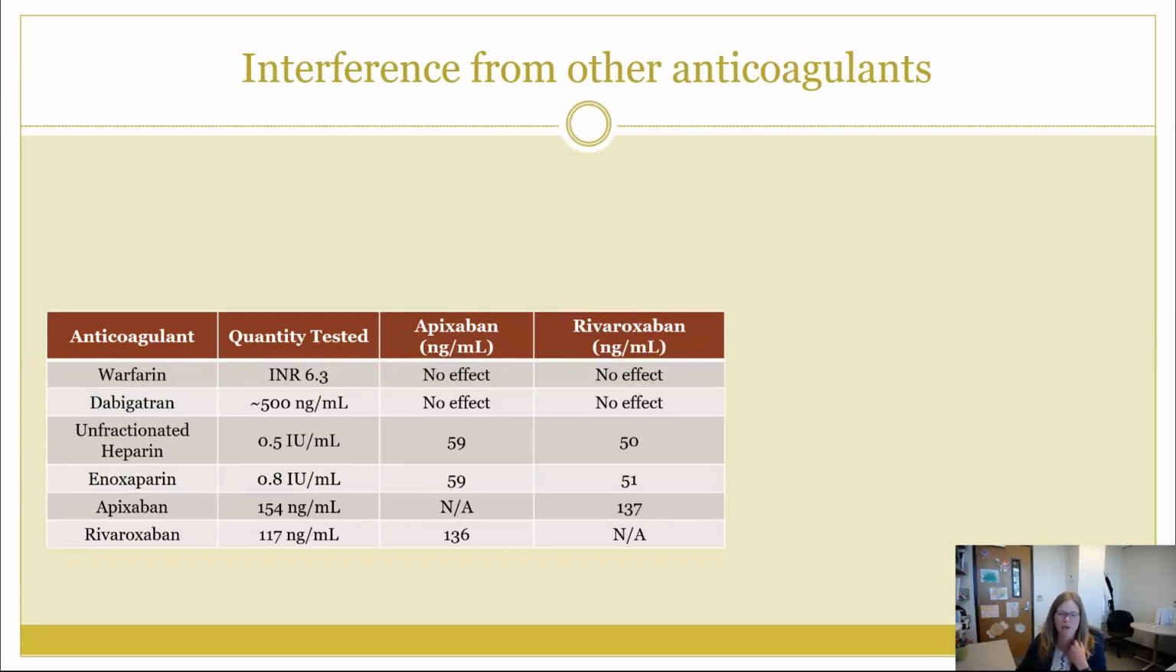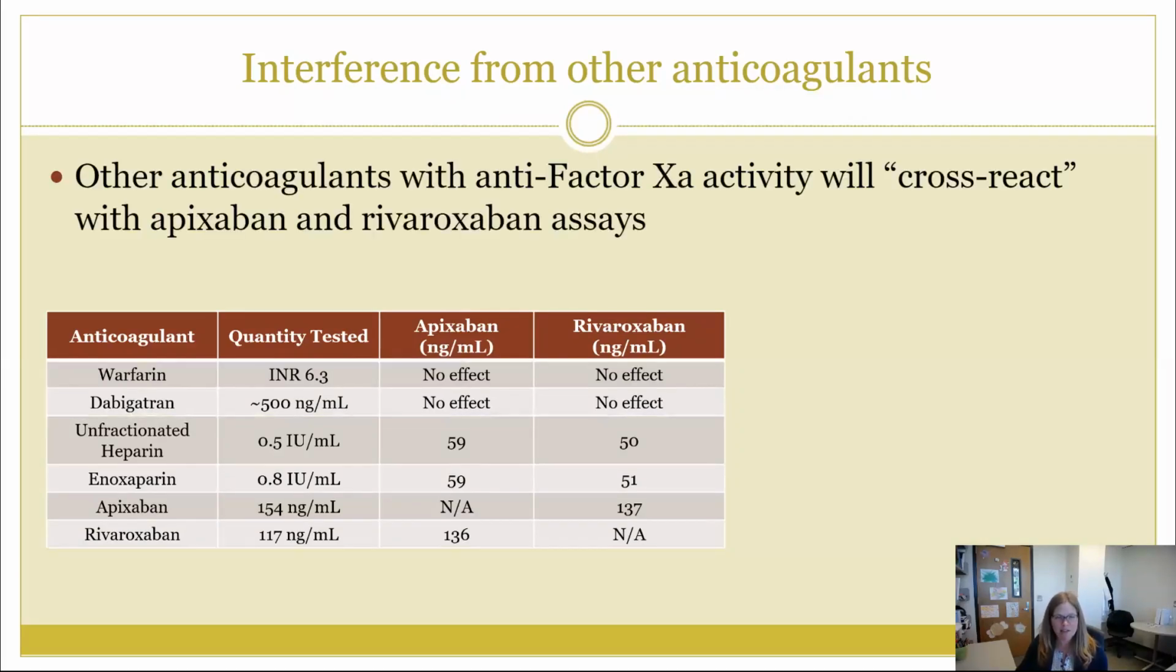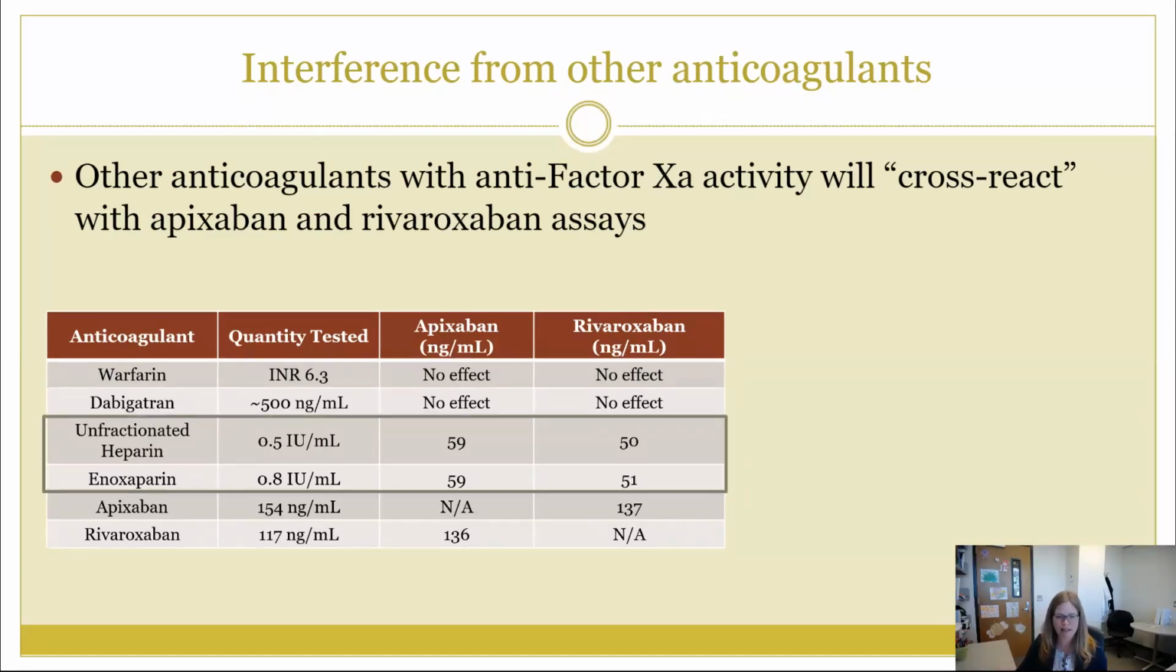And so we wanted to make sure we understood and had data to support how other anticoagulants might affect measurement of this assay. And so as expected, warfarin and dabigatran basically have no effect. But as expected, based on our knowledge of how the assay works, any other anticoagulant with anti-factor Xa activity will essentially be reflected in our apixaban or rivaroxaban assays. So what that means is if we have samples that actually have no apixaban or rivaroxaban present because we spiked them ourselves, but they have amounts of unfractionated heparin or enoxaparin, these will show up as apixaban or rivaroxaban in our assays if that is ordered.